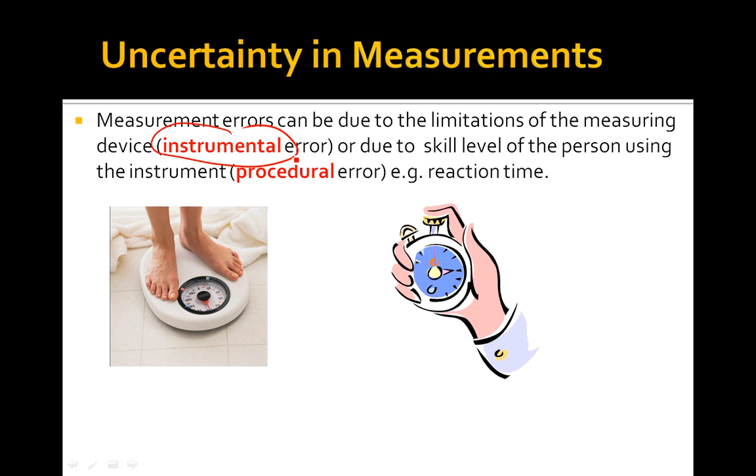But there's also something called procedural errors. These are the errors associated with the use of the device. So for example, the stopwatch is a great tool, but you have to remember there's a limitation. That's going to be your reaction time, and that is going to be your procedural error. So you have to take these into account whenever you're making any kind of measurement.